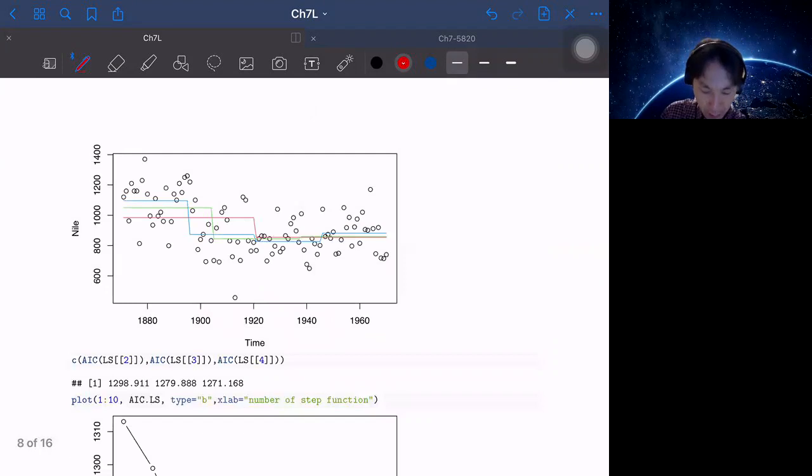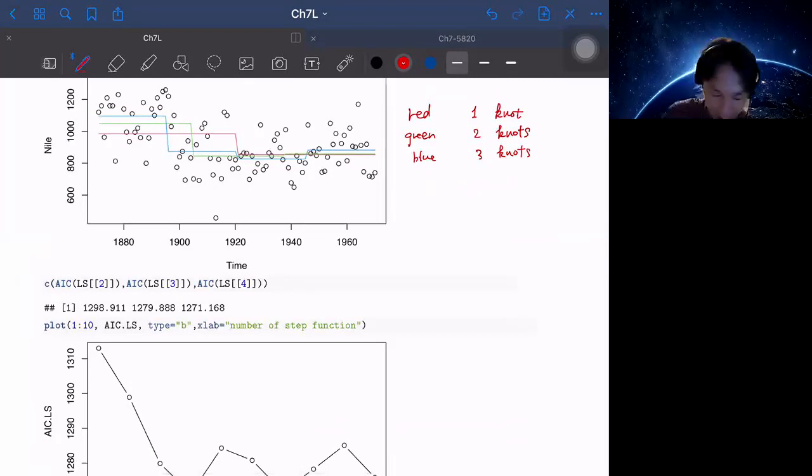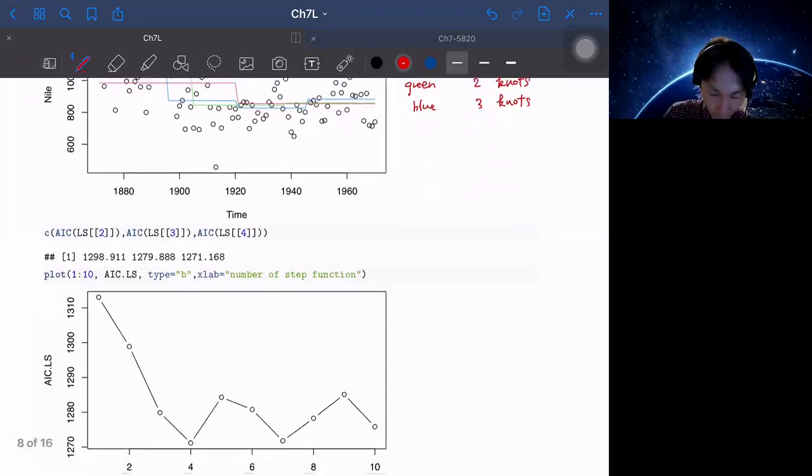Then this is the fitted line. The red one is the 2 pieces, so the 1 knot. And the green one is 3 pieces, so this is 2 knots. And the blue one, we have the 4 knots, 3 nodes, 4 pieces. Okay. And I didn't put more because it will be too crowded if we put more.